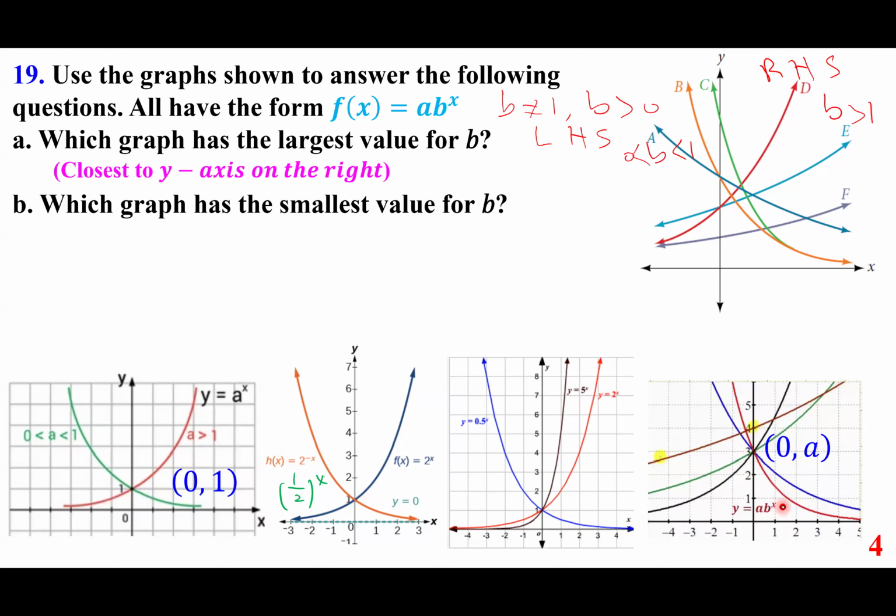And so closest to y-axis on the right side, in this case would be this one, right? In this case, and let me erase my board. In this case, there are 3 on the right side. So D is the closest one. So graph of D.